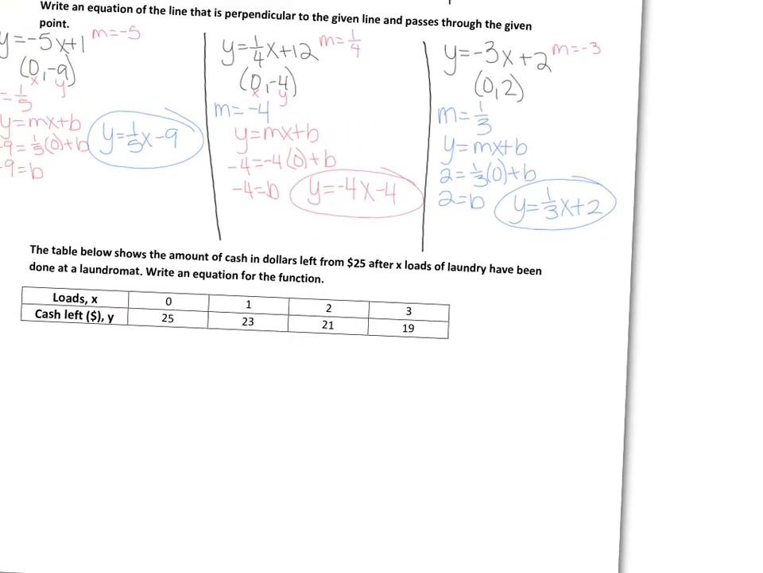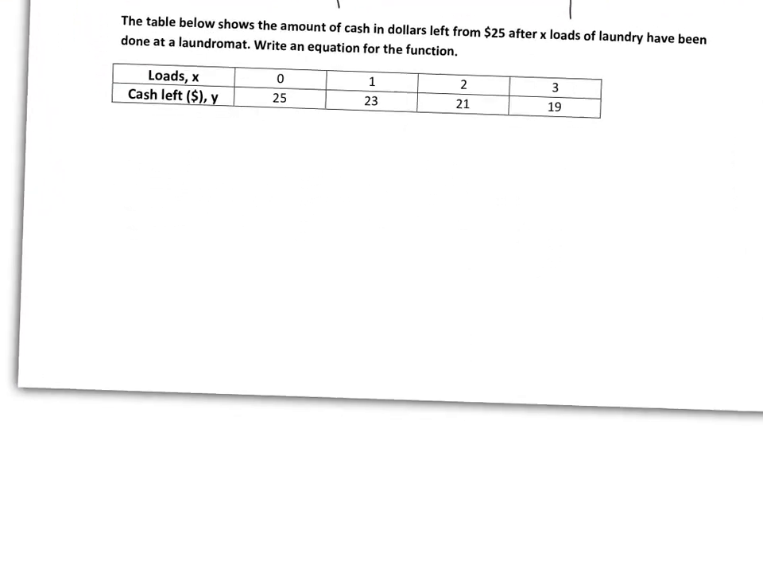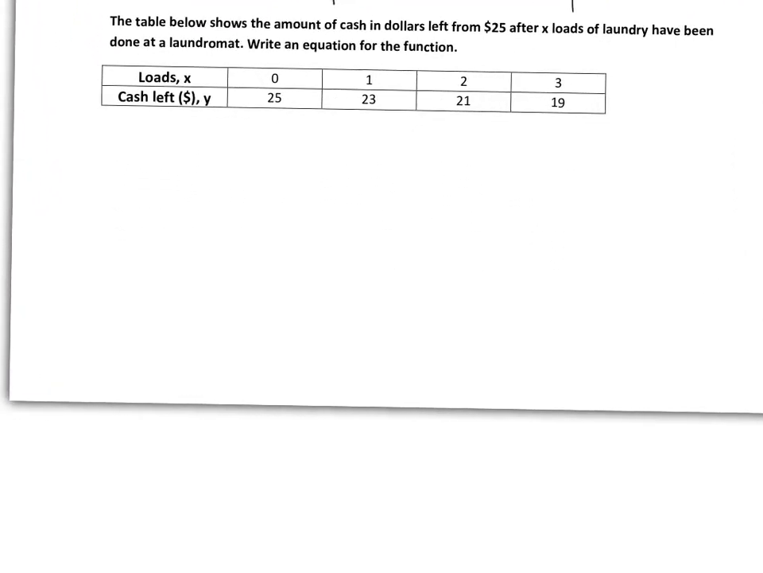Okay, now let's glance down here at this last problem here. This table below shows the amount of cash in dollars left from $25 after x loads of laundry have been done at the laundromat. Write an equation for the function. Now it looks a little different, but I actually have a table of x's and y's. It's just written the other way.